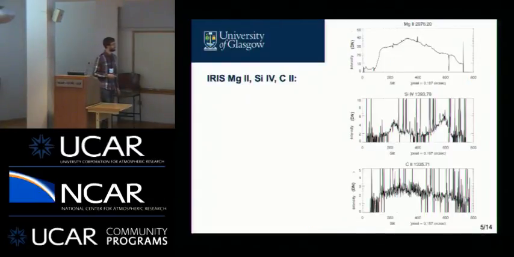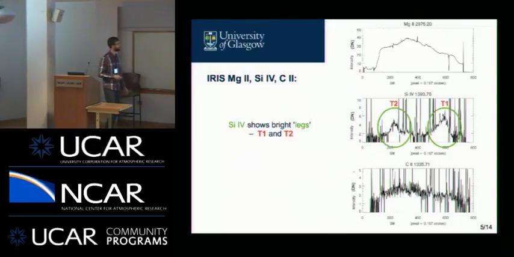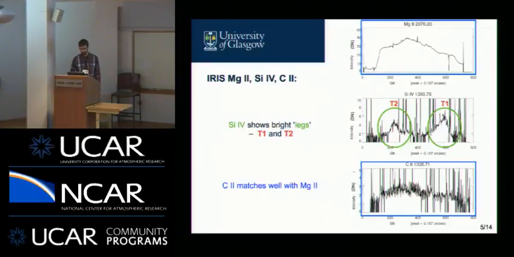A bit further into the spectra, this is comparing Mg II, Si IV, and C II for one slit. The exposure is quite short, so the signal to noise is quite low for silicon and carbon, so we've binned some of these data. But when we do that, these two bright prominence legs show up in Si IV, and these are co-spatial with T1 and T2 that we identified earlier. The other thing I'll point out here is that C II matches pretty well with Mg II along the slit.